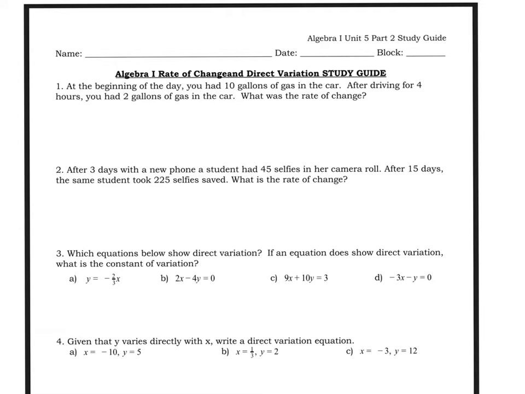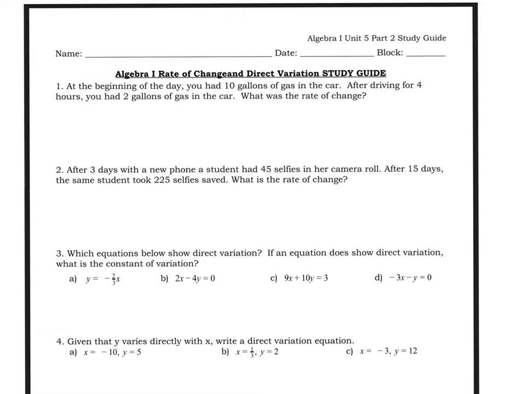to go over your study guide that's involving rate of change and direct variation. So I recommend fast forwarding to the problems that you have questions with because I'm going to go over every question. So if I look at number one, it says at the beginning of the day you had 10 gallons of gas in your car. After driving 4 hours, you had 2 gallons of gas in your car. What is the rate of change?